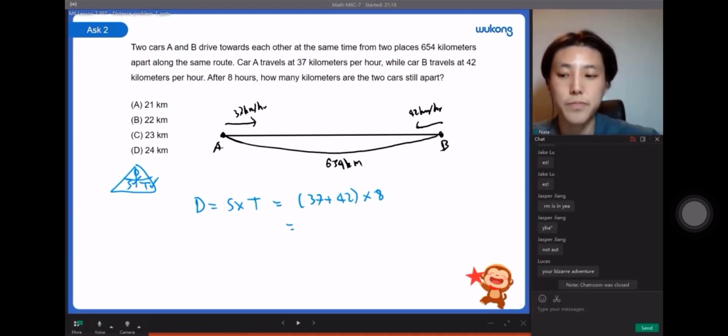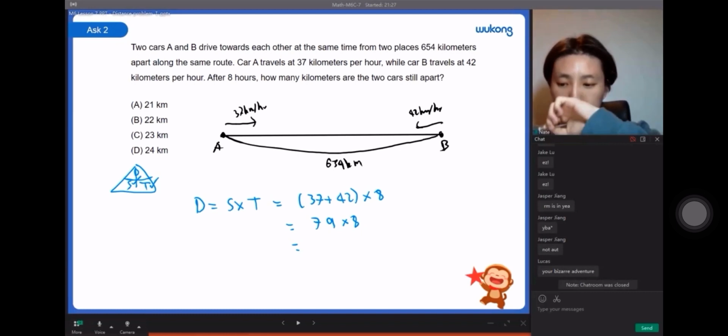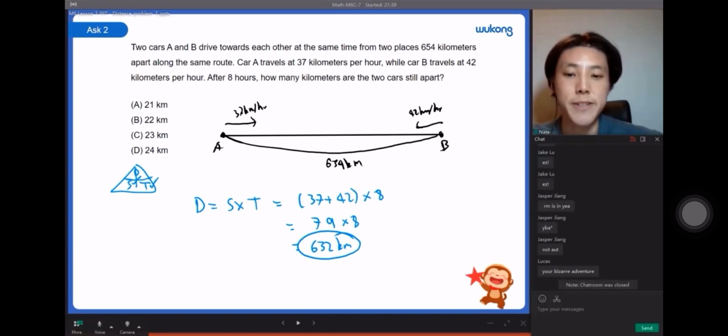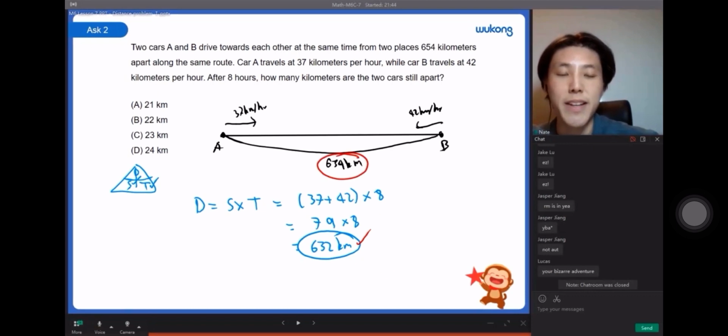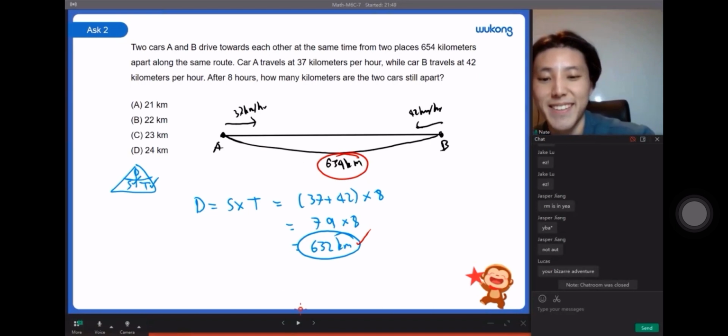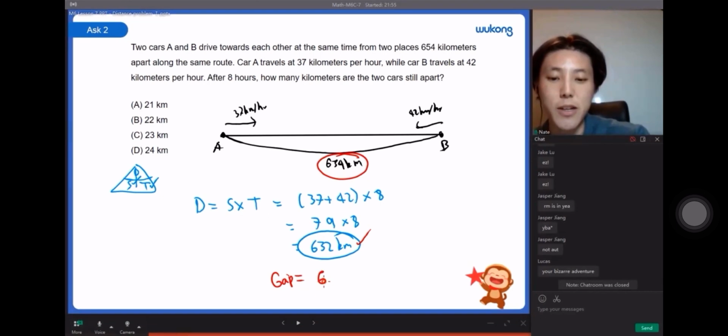So what's 37 plus 42, guys? That's 79 times 8, and that's going to be 632. So that's how much they traveled after 8 hours. And all you have to do is subtract this value from the total, and that will tell me the gap between them. So the gap would equal 654 minus 632, and that's going to equal 22 kilometers.